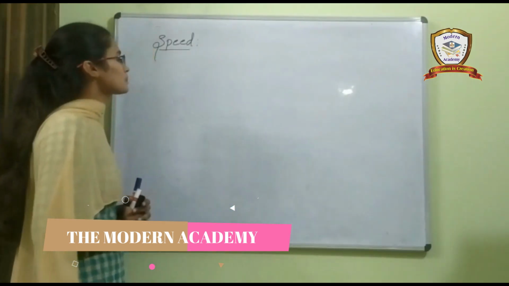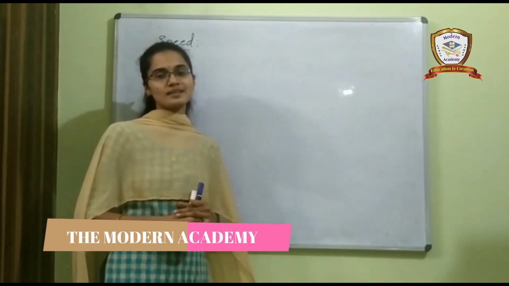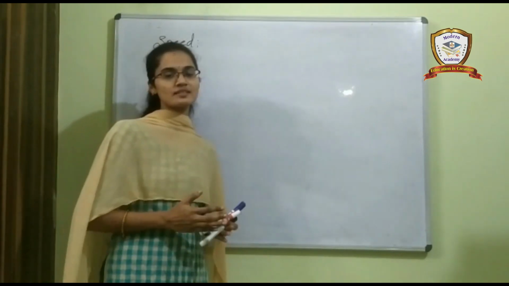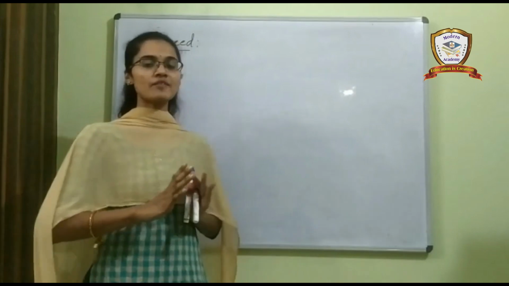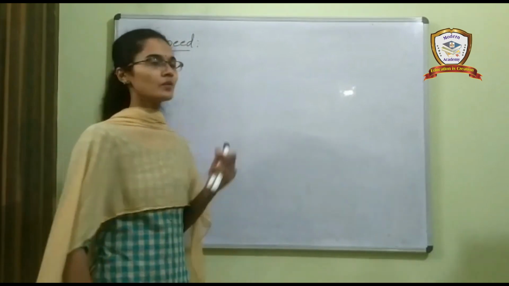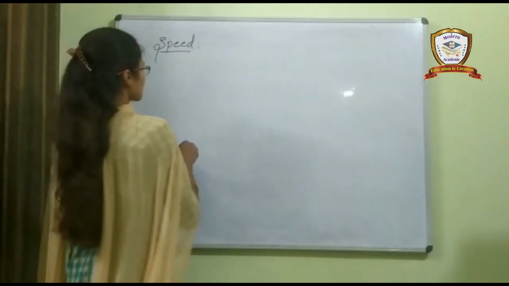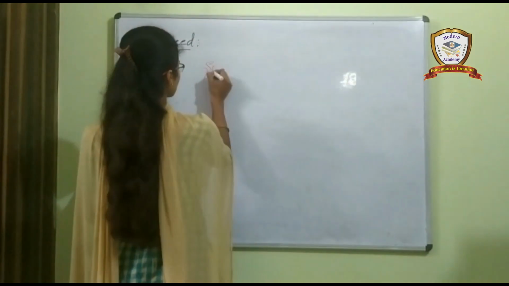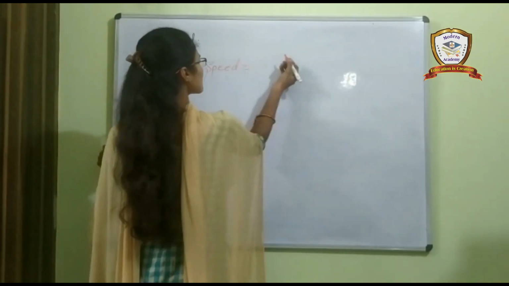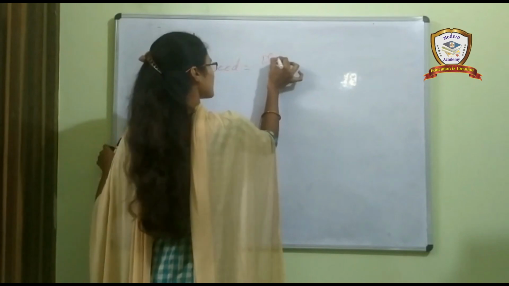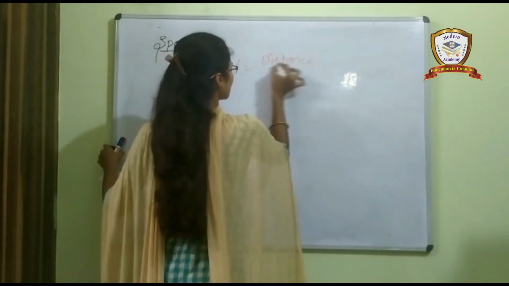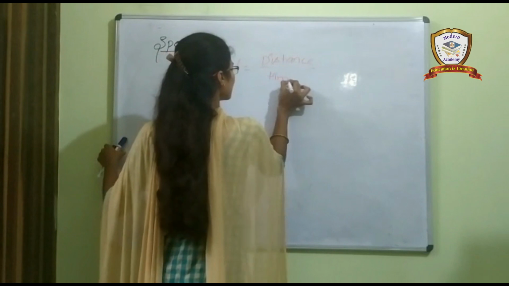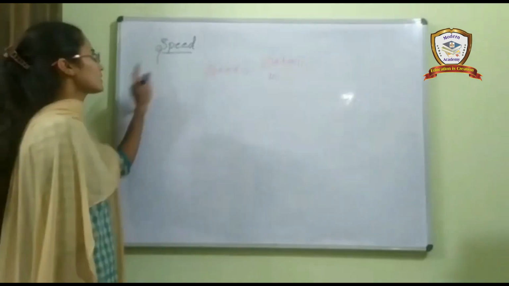Next I am going to discuss about speed. So speed is defined as the rate of change of distance, and one more definition, the distance travelled by a body in unit time, that we call a speed. So speed equals the rate of change of distance, nothing but distance by time taken to cover that distance. So this we call a speed.